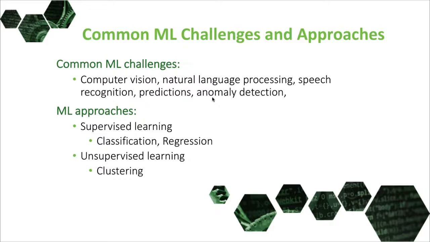I just wanted to give a short reminder, a brief overview about machine learning in general and the typical challenges and problems it is trying to solve. Right now it's a very hot topic, and it is evolving very quickly. Common problems machine learning is trying to solve are, as of now, computer vision, natural language processing, speech recognition, different kinds of prediction, anomaly detection, and so on.